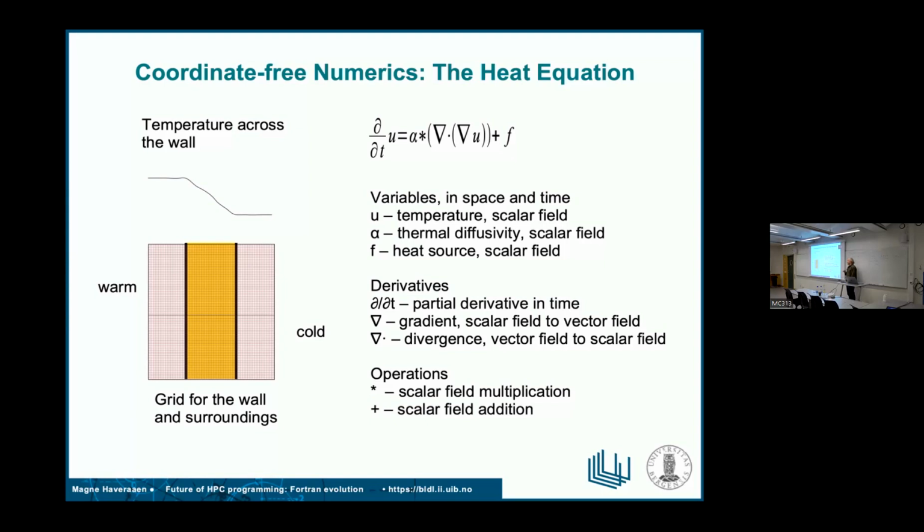We did this already around the year 2000, and nobody's taken us up on it, which is very disappointing. A few people have discovered coordinate-free numerics, and hopefully we'll have a project with Lawrence Berkeley next year.